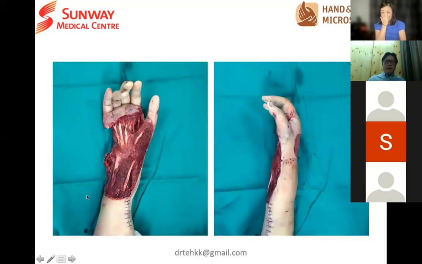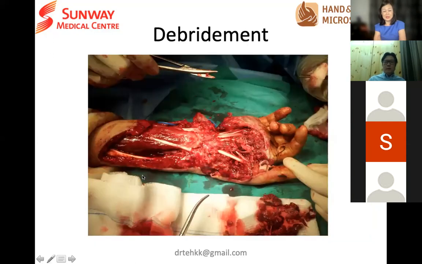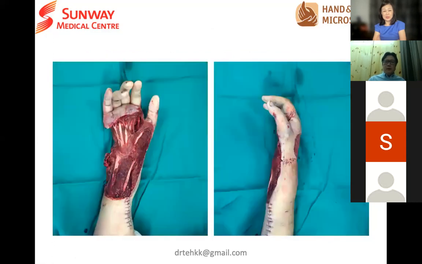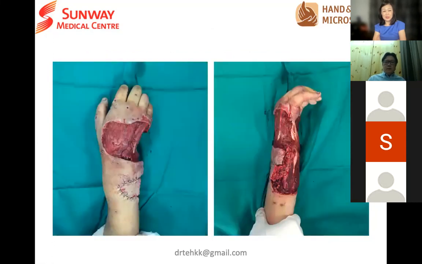This is the second time I go to theater, about 3 or 4 days later. And this is how the wound looked. This is good. It looks horrible, but it's actually very good, because if you compare it to what it was, that was very bad. So this is very good. And we then managed to do this.